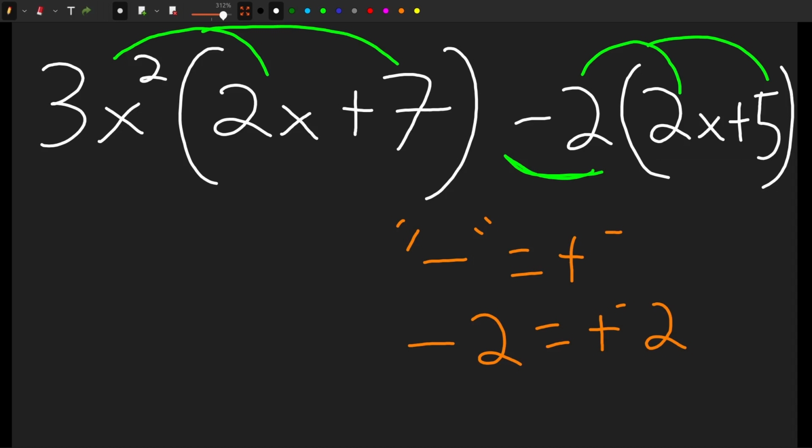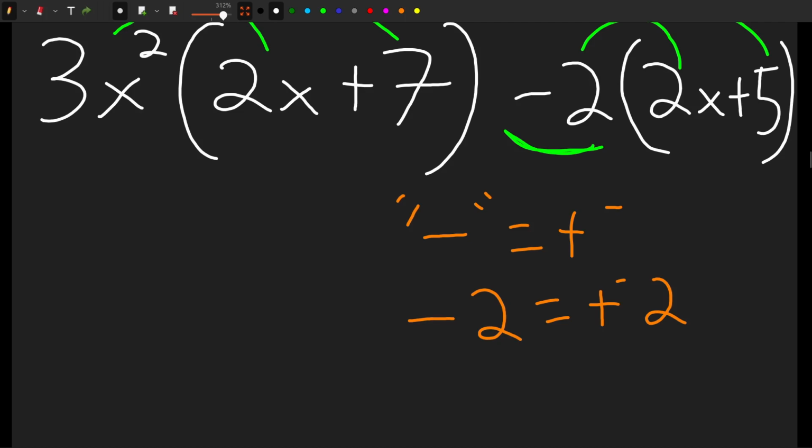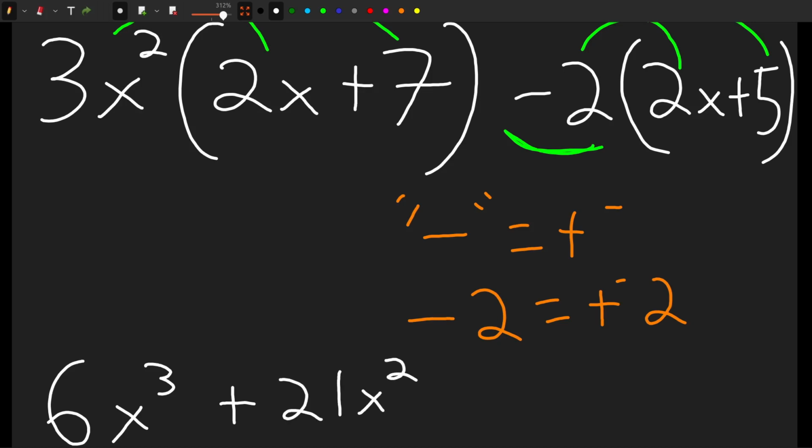3x squared times 2x. 3 times 2 is going to be 6. x squared times x is going to get me x cubed. 3x squared times 7 is going to get me plus 21x squared. Okay, that's my first term. My next term is negative 2 times 2x. That gets me minus 4x. And then negative 2 times 5 gets me minus 10.